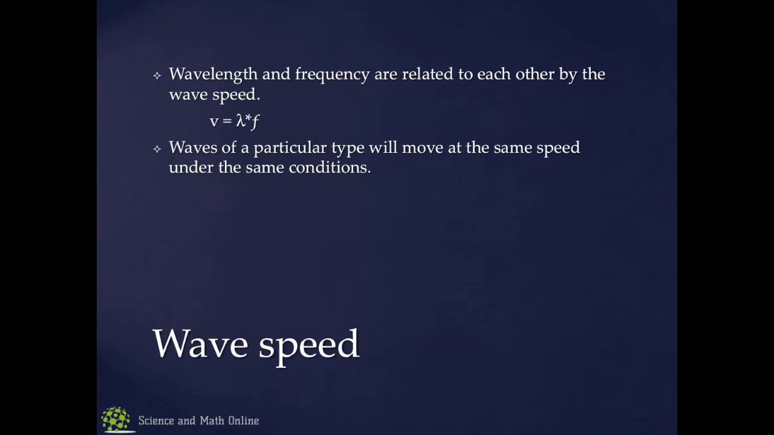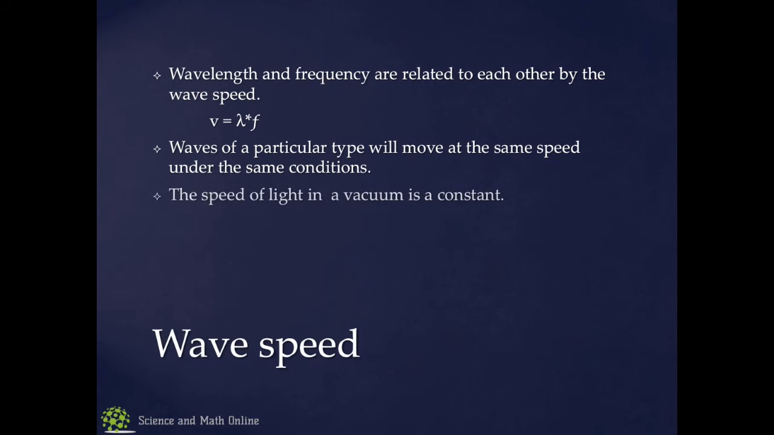So waves of a particular type will move at the same speed under the same conditions, meaning the speed of sound is the same wherever you are. No matter who's talking, the speed of sound is the same. The speed of sound is different underwater. The speed of sound is different through a railroad track. That's why people put their ear down to the track, because they can hear it sooner, because the speed of sound is actually significantly faster through the railroad track than it is through the air.